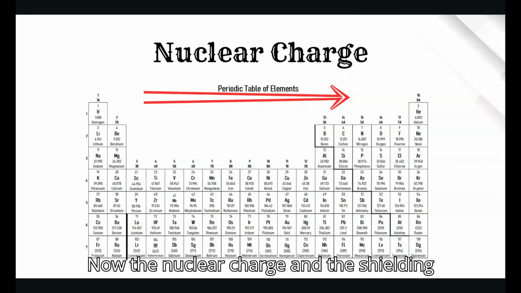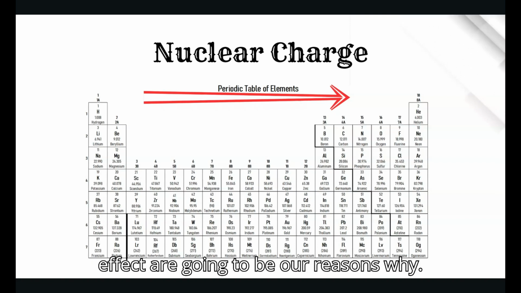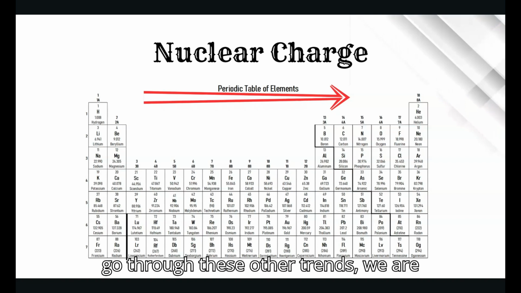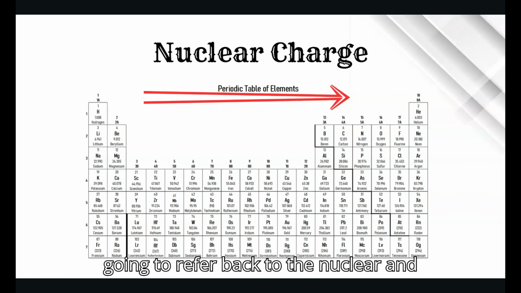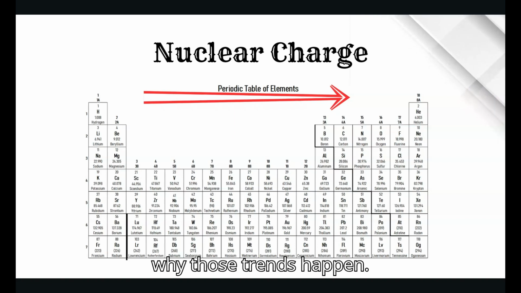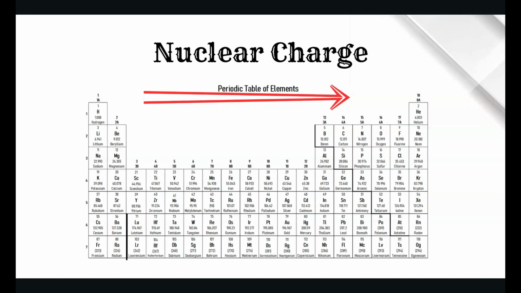Now, the nuclear charge and the shielding effect are going to be our reasons why all of our other trends happen. So as we go through these other trends, we are going to refer back to the nuclear charge and shielding effect in order to explain why those trends happen.